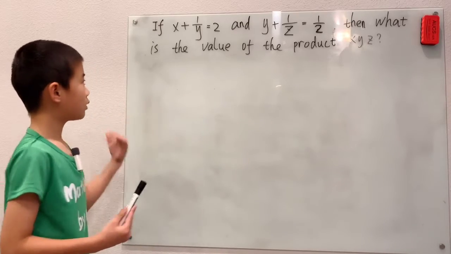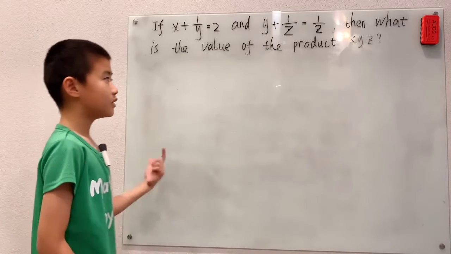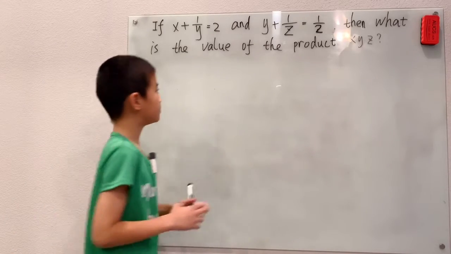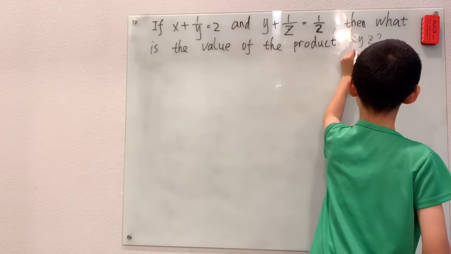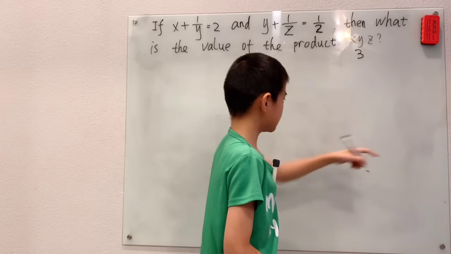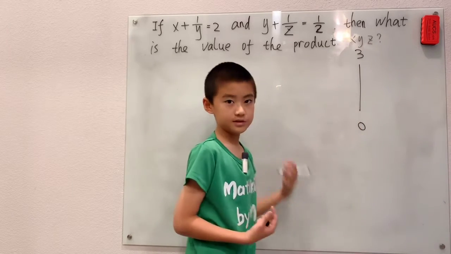If x plus 1 over y equals 2 and y plus 1 over z is a half, then what is the value of the product x times y times z? Now when they're saying a value, they basically mean taking x, y, z, which is three variables, and going down to a number that only has 0 variables.